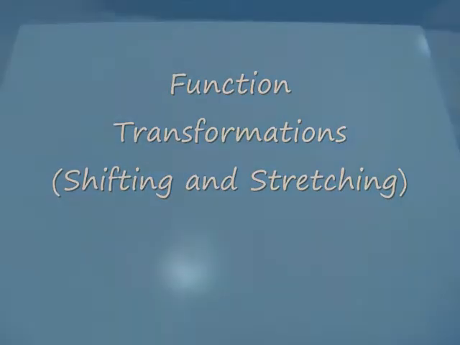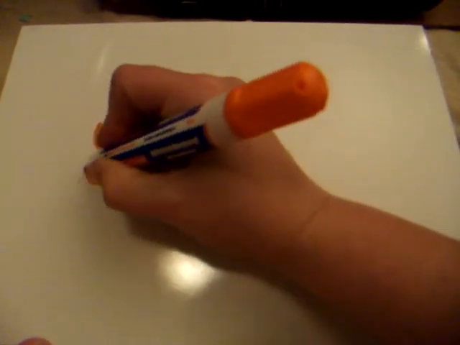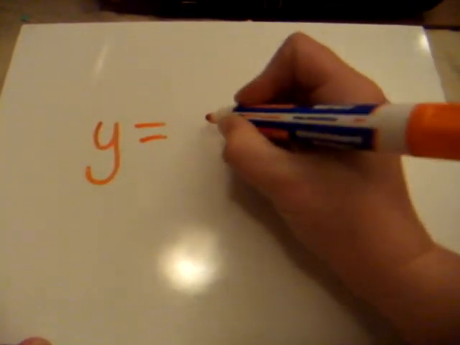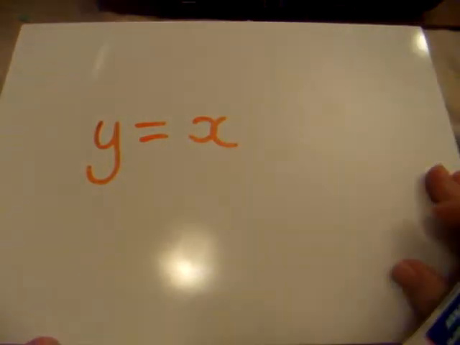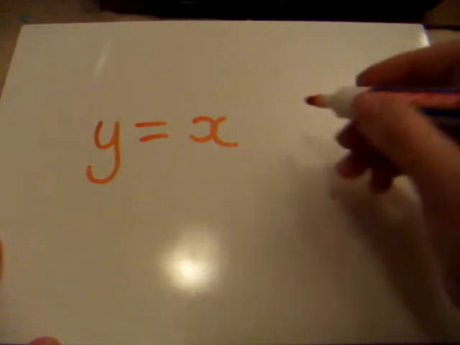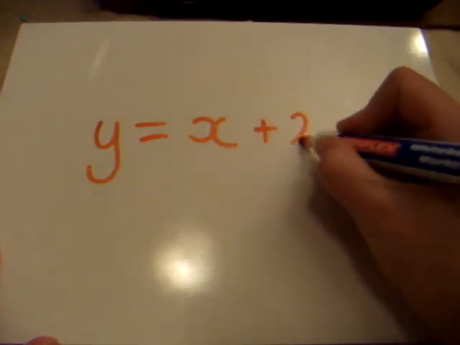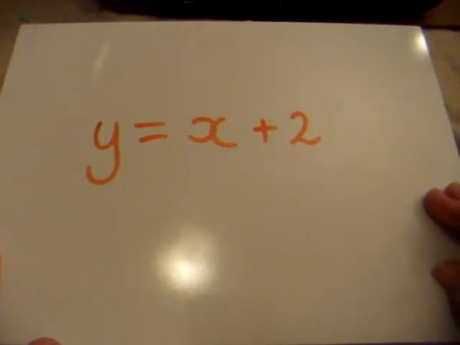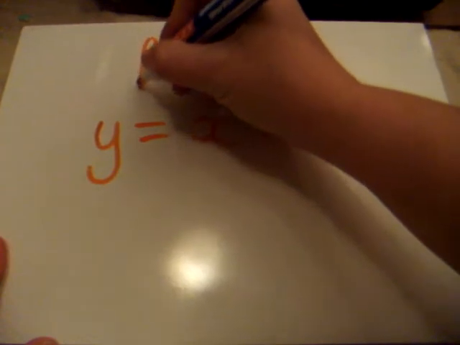I'm going to look at two function transformations today, shifting and stretching. To start with, I'm going to use a simple function, just a simple straight line, the line y equals x. If I want to move this function up or down the axes, I'm going to have to add or subtract a parameter. I'm going to choose to add 2. That's the standard straight line graph, and I've moved it up from the origin by 2 points.